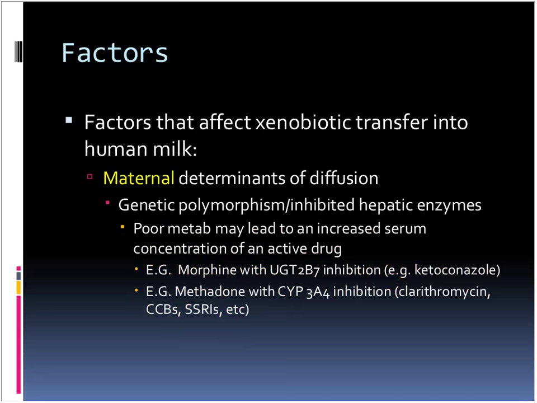What are the factors that might be associated with the mother? Well, they have more to do with drug metabolism. So something like morphine or methadone is metabolized by UGT and CYP3A4. So a mother with poor metabolism or inhibited metabolism might develop an increased free drug fraction or increased free drug concentration of, for example, morphine or methadone if she took another medication that inhibited its metabolism. This is pretty straightforward.